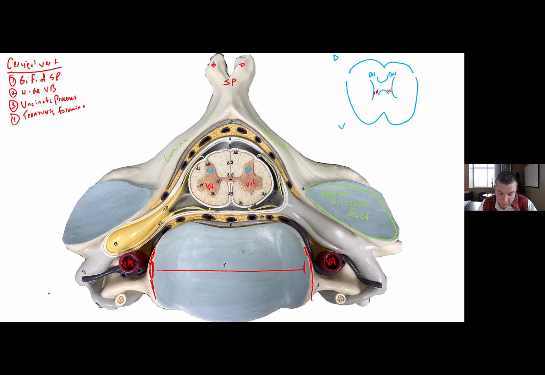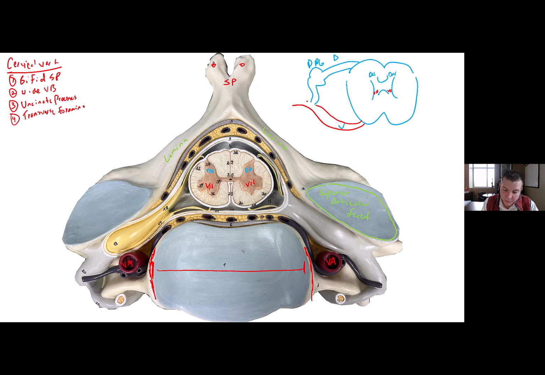With the dorsal side of things, we'll see a root that comes out. Inside of there will be a little DRG, dorsal root ganglion. So the DRG is going to be a site of sensory cell bodies. More on that in just a second. Of course, if there's a dorsal root, there's going to be a ventral root as well. So dorsal root and a ventral root.